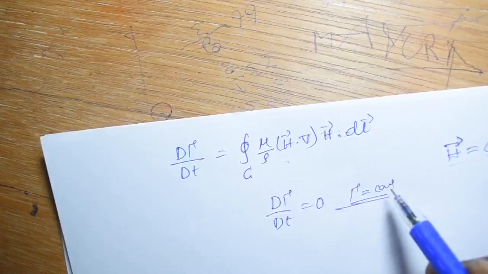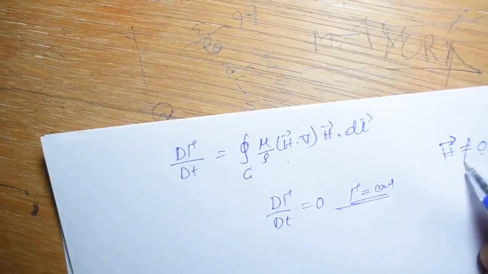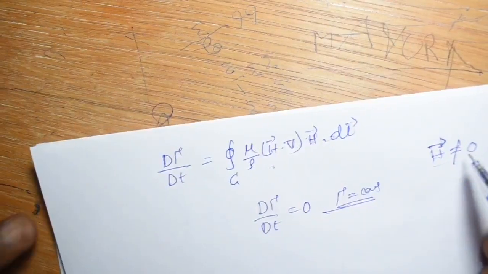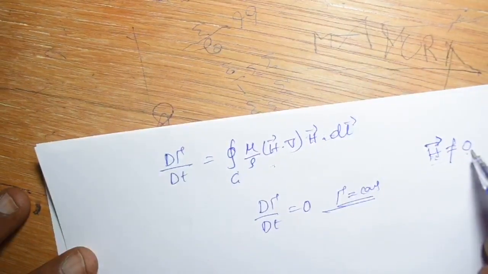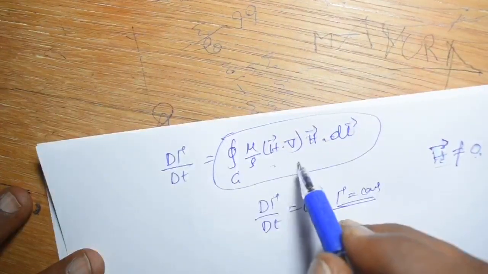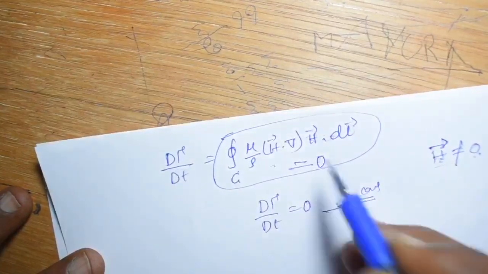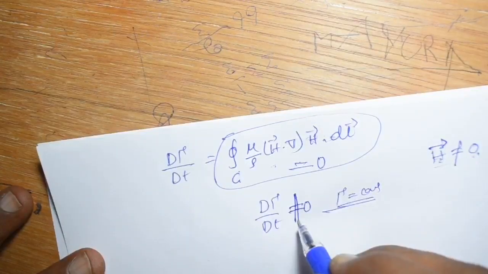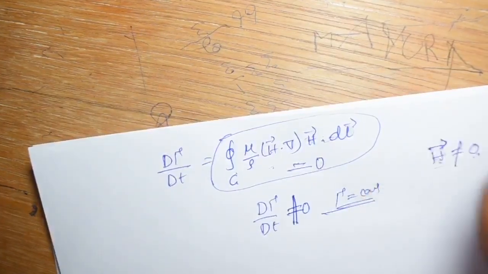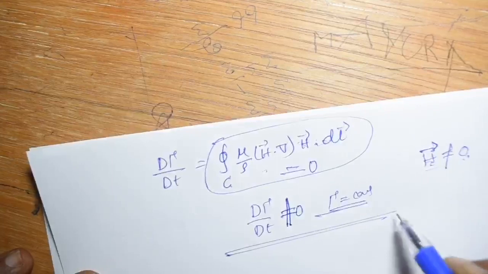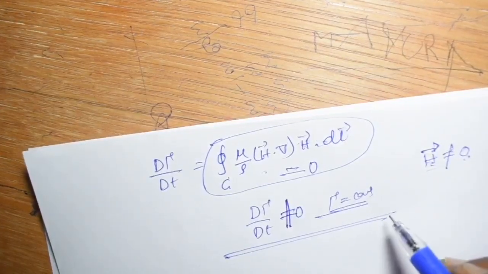But in MHD, H must not be equal to 0, meaning in MHD there is the presence of magnetic field. H not equal to 0 means there is no chance for this integral to be equal to 0, so d gamma by dt must not be equal to 0. Therefore, it shows that the Kelvin circulation theorem is not valid in MHD. Okay, so this is the proof regarding the Kelvin circulation theorem in MHD.